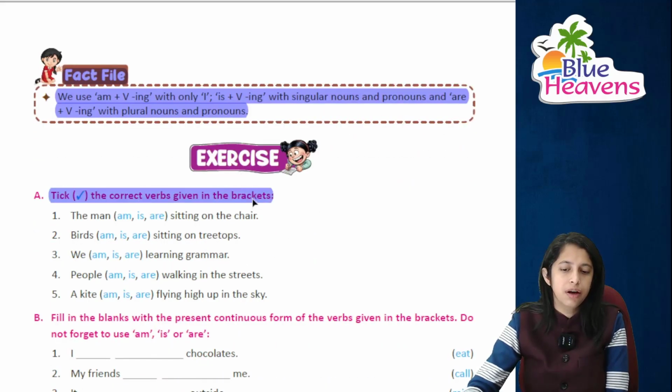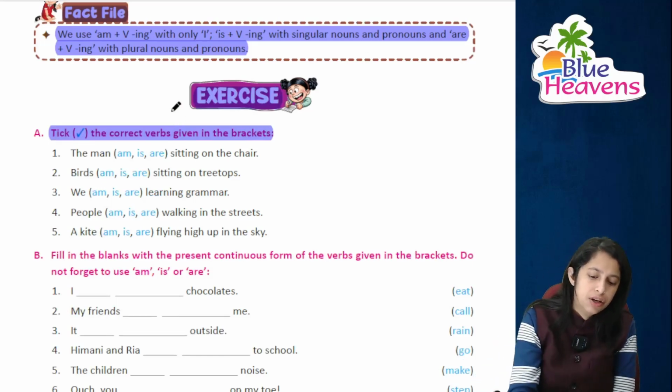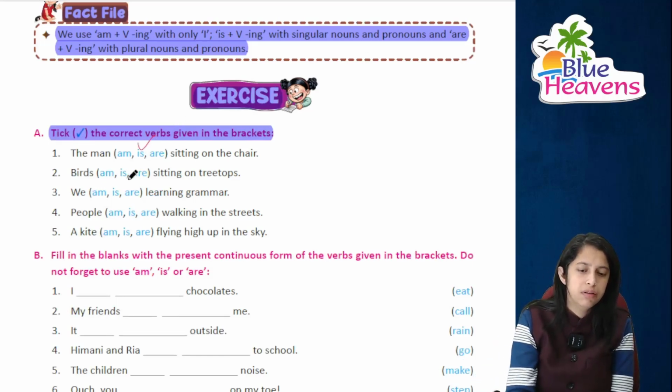जैसे कि you have to take the correct options. You will be doing the exercise. The man is sitting on the chair. बंदा जो है चेयर पे बैठा हुआ था. Birds are, बहुत सारी birds हैं. We are, right? People are walking in the street. A kite is, एक kite की बात हो रही है, right?